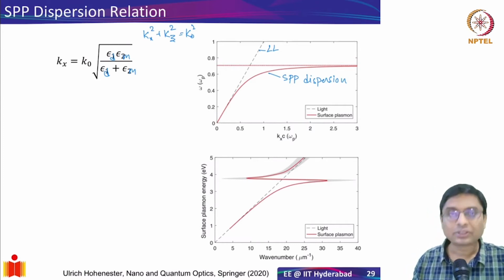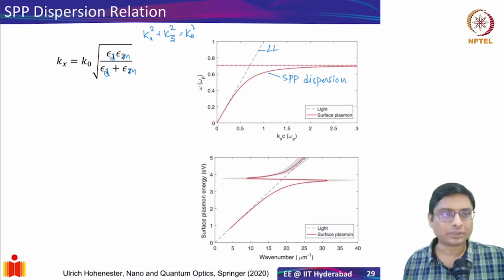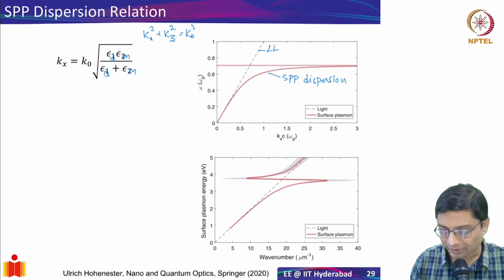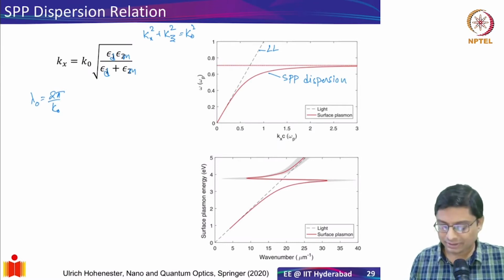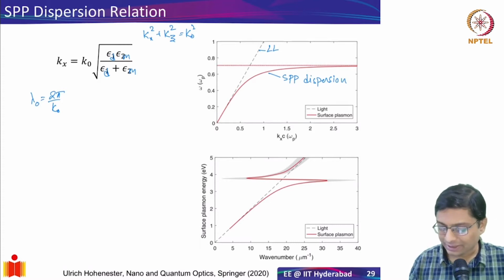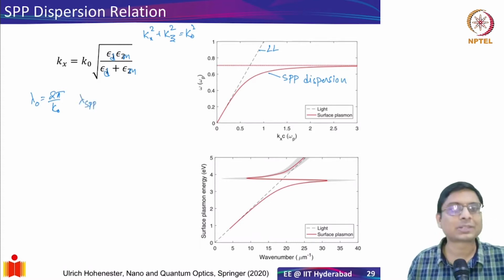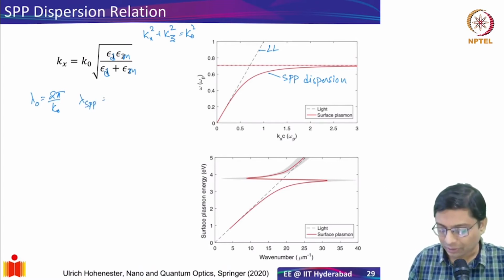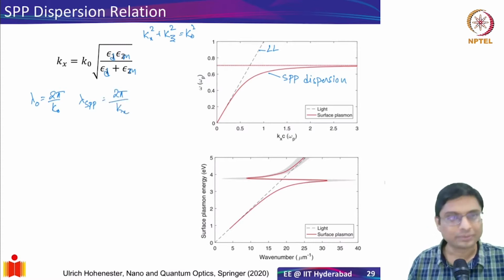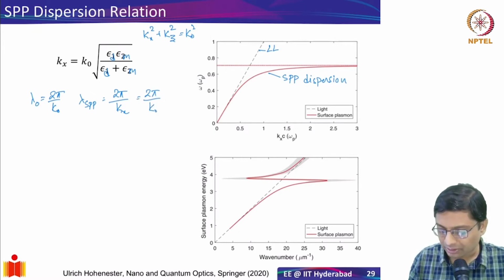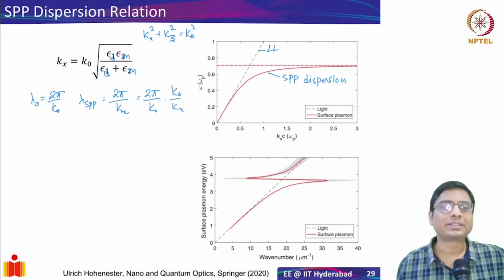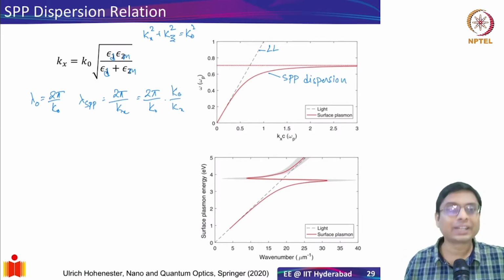Well, I can think of a wavelength. When I have a propagation constant k naught for a free space wave, what is the wavelength? Lambda naught is going to be 2 pi by k naught. That is how I define the propagation constant. Similarly, for a surface plasmon polariton, I can define a wavelength, and that is going to be 2 pi by kx in my notation. I can even rewrite this as 2 pi by k naught times k naught by kx. So, whenever you have a wave propagating at the interface, the ratio of kx and k naught matters.